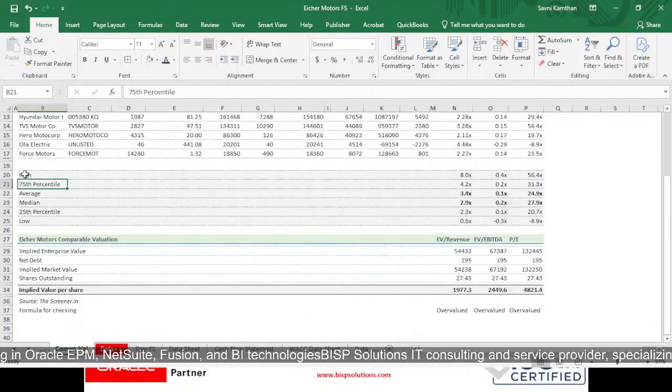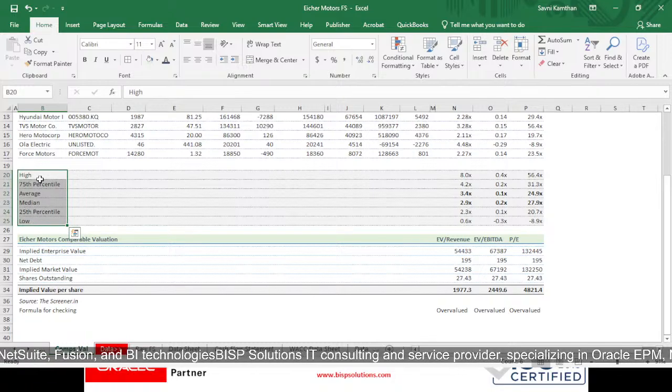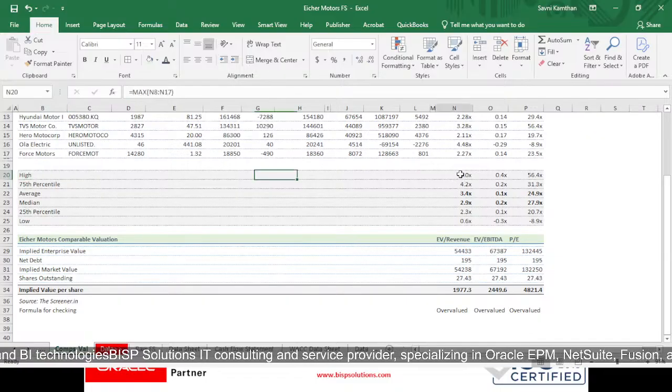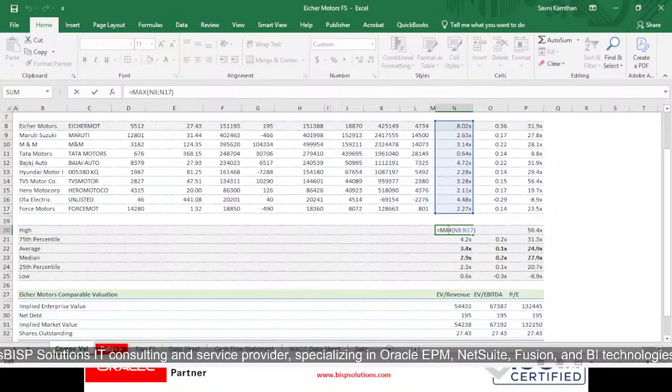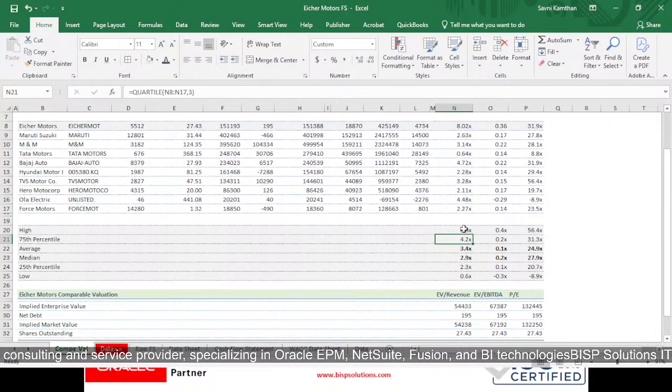We will be going to mention these six heads also, where we will be mentioning high. High is our maximum. So we will be using the Excel function, typing max and selecting the array, and once we press enter, again drag it till the end.